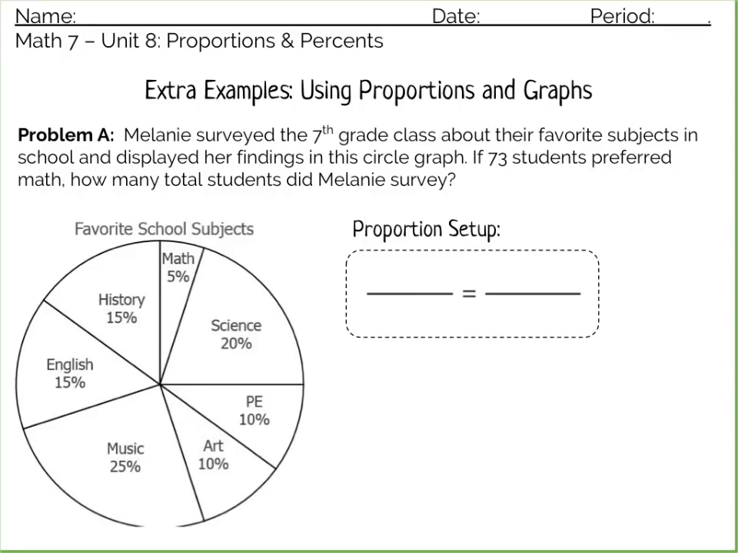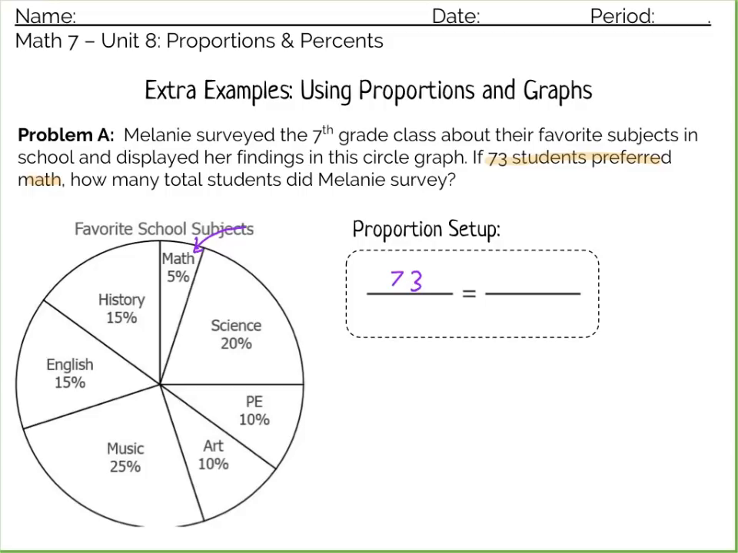So let's pull the important information out of that problem first, and it is that there are 73 students who prefer math. Knowing that can help us set up our proportion. The one thing we know for a fact is that there are 73 students that like math. Now, looking at our circle graph, we need to find what percentage of students like math, and according to our circle graph, that is 5%. That is an unfortunate survey. They must have surveyed the wrong students. However, in this case, the survey indicates that only 5% of them like math.